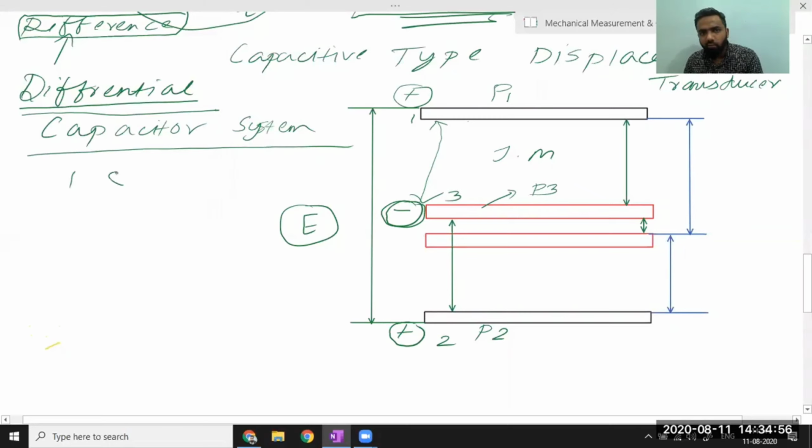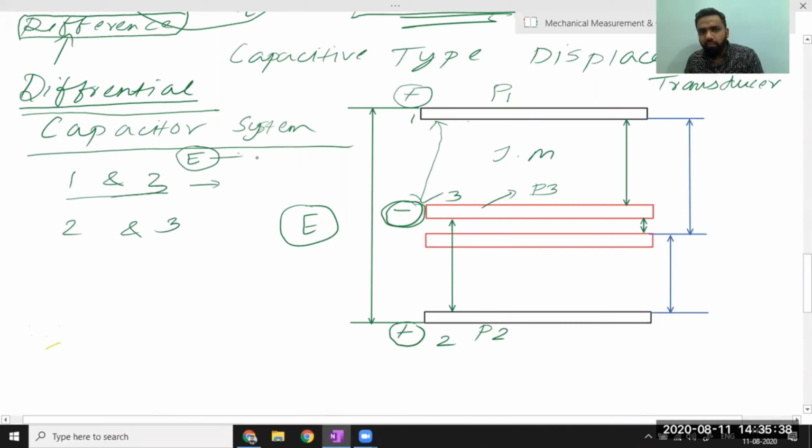When I'm giving some battery supply to this system of three plates, kind of capacitors, I'm giving some voltage E. This voltage will be the total voltage that I've applied across this system of capacitors. Terminals 1 and 2 will have some division of voltage, and 1 and 3, sorry, 1 and 3 will have some voltage, and 2 and 3 will also have some voltage.